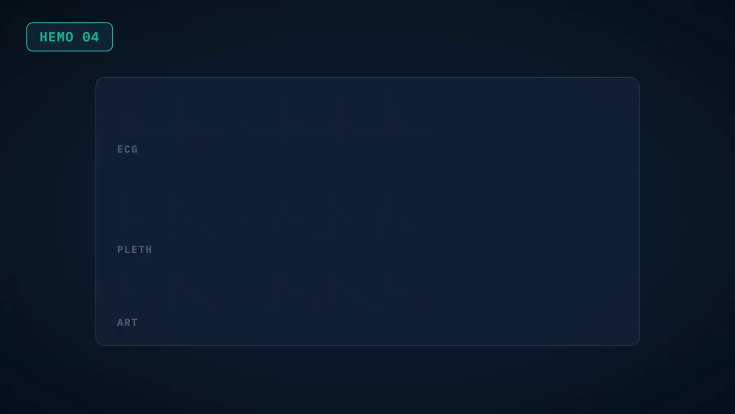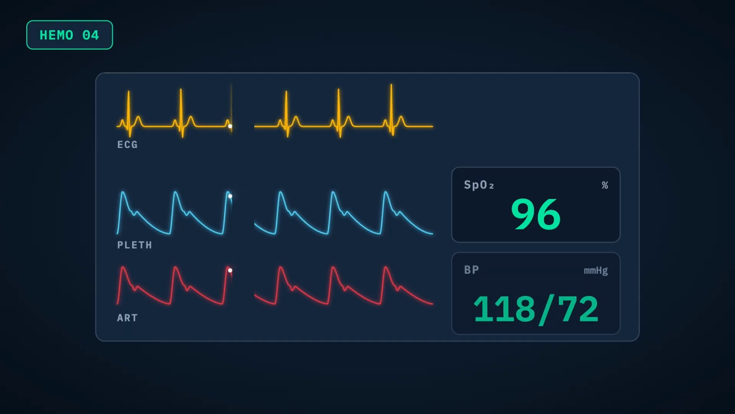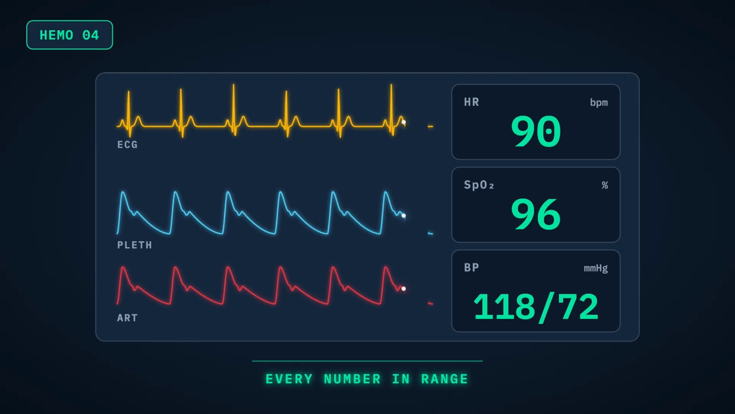Look at this monitor. SpO₂, 96%. Blood pressure, 118/72. Heart rate, 90. Every number is green. If you glanced at this monitor from the doorway, you'd move on to the next room.